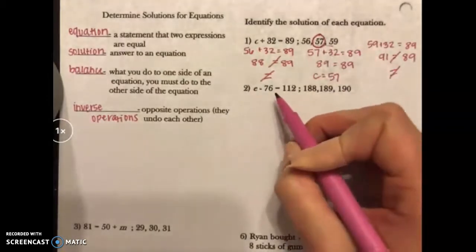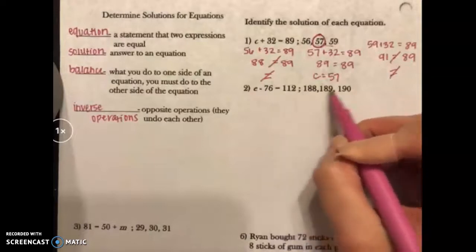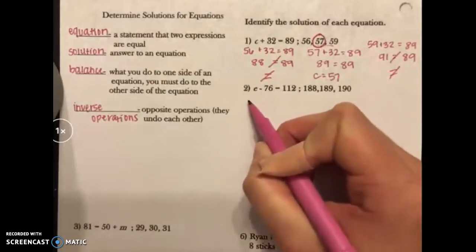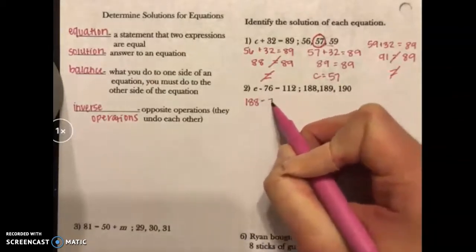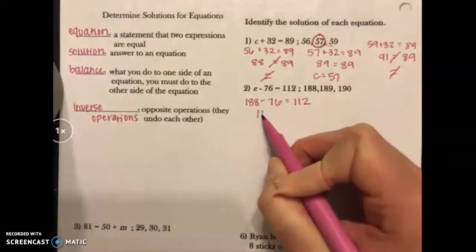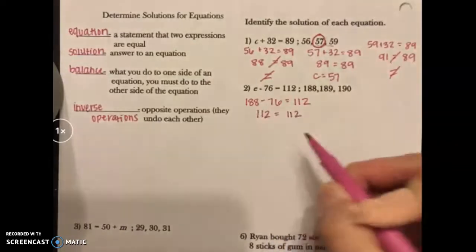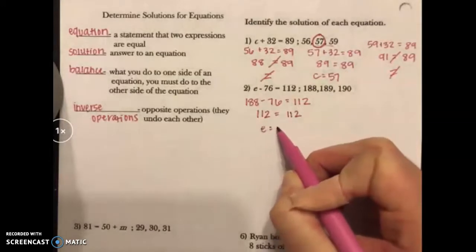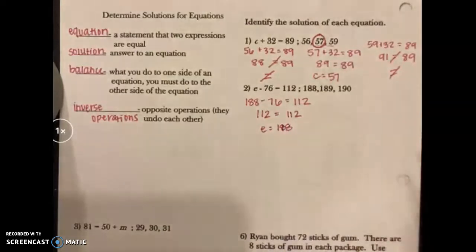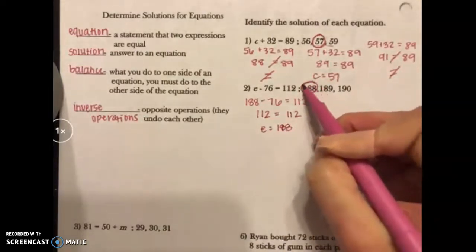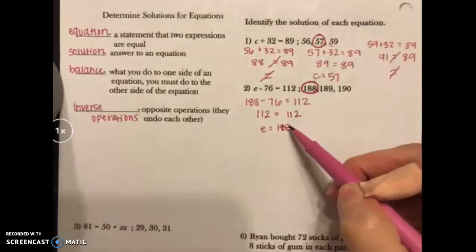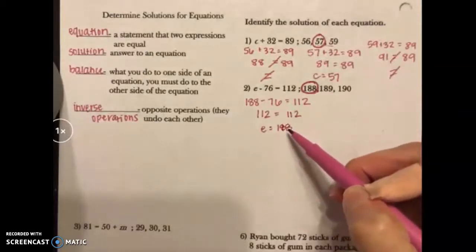Number 2, we have E minus 76 equals 112, so we need to figure out which one of these will work. So instead of having E here, we're going to plug in 188 because it's the first one. 188 minus 76 equals 112. Those are in fact equal, so E would equal 188. There we go. Okay, so this is going to be our true statement. This is our solution. Do we need to solve for any others? No, because we know 188 is the only thing that's going to make this statement true.